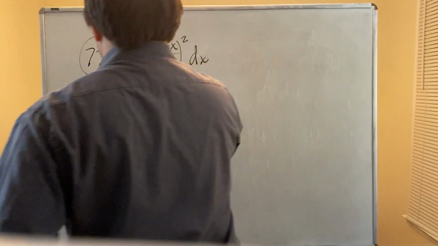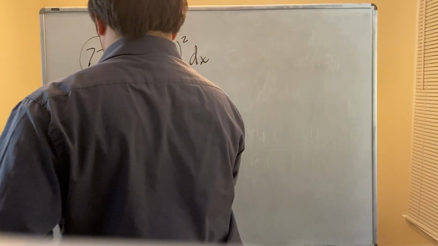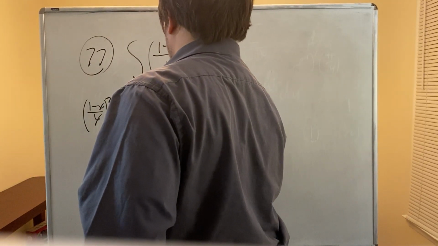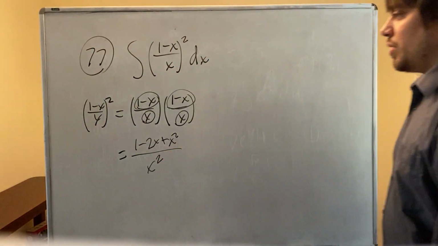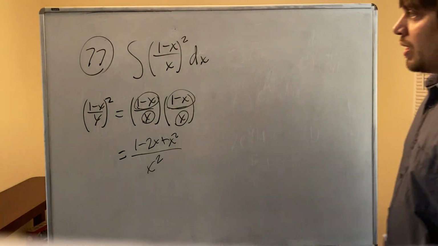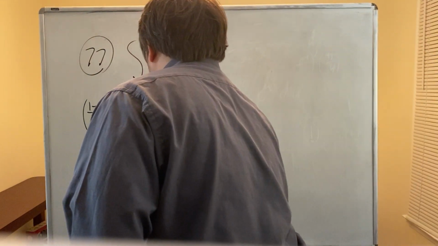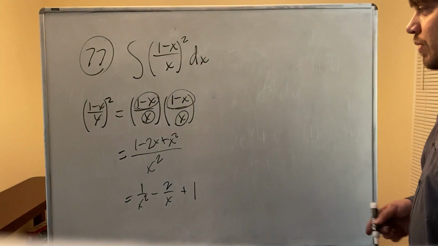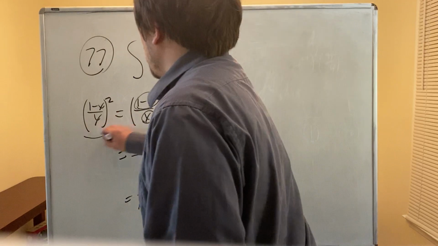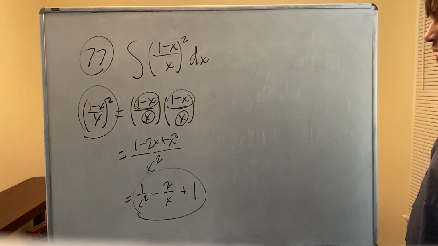This squared is 1 minus x over x times 1 minus x over x. This is equal to, in the numerator, 1 minus x times 1 minus x is 1 minus 2x plus x squared, divided by x times x, which is x squared. So I just multiplied that out. And so this is equal to 1 over x squared minus 2 over x plus 1. Okay, so 1 minus x over x squared is equal to 1 over x squared minus 2 over x plus 1.